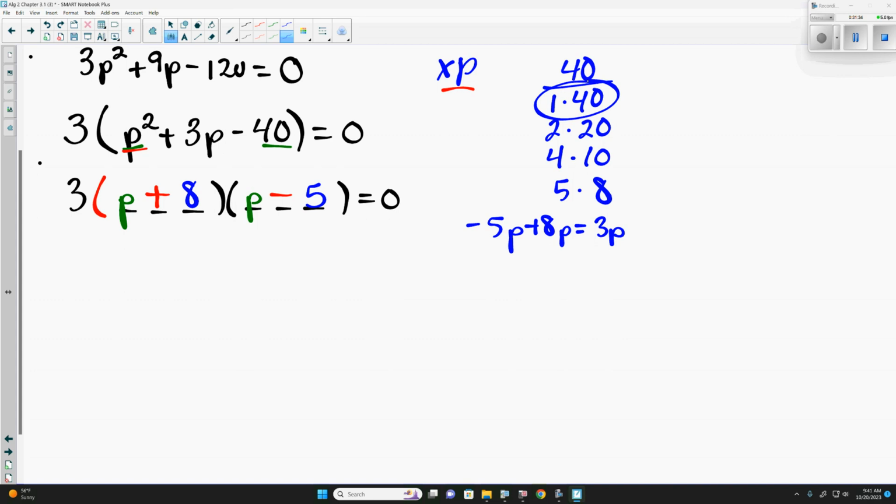And when I was talking about the other day, the more that we do these, the better we'll see them. And that's part of it, noticing these little trends and how it works.